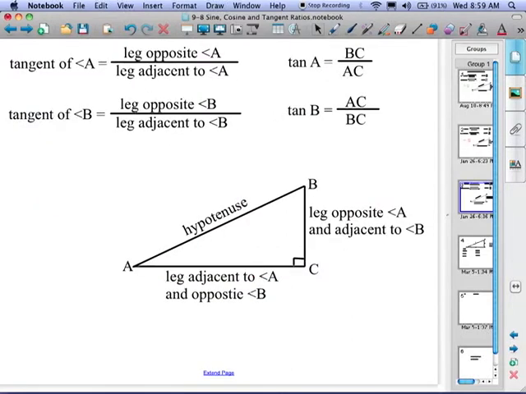And finally, we're going to look at something called the tangent, spelled T-A-N-G-E-N-T. To shorten it to three letters, it'll just be T-A-N. And the tangent is a ratio of the opposite side divided by the adjacent side. So if we're looking at angle A, it's going to be the leg opposite angle A divided by the leg adjacent to angle A.